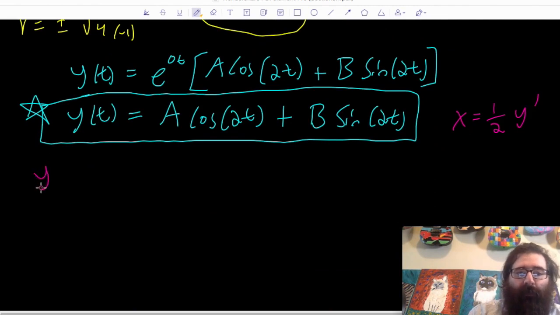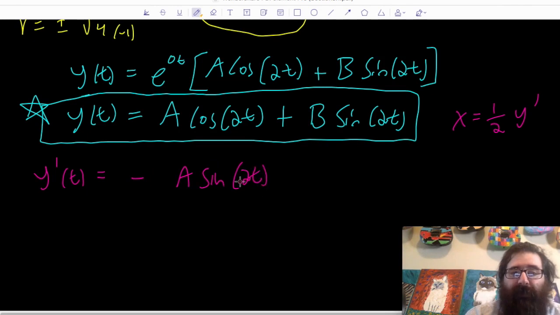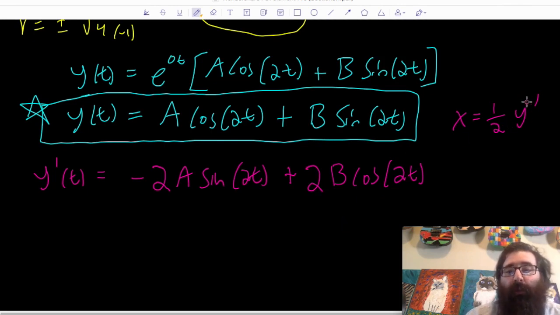So I can start by finding y prime at t. Here I need chain rule, right? So the derivative of cosine is negative sine of 2t. But the inside derivative, the derivative of 2t, gives me a 2, plus, and then here b comes along, derivative of sine of stuff gives me cosine of stuff, but then the derivative of the inside, the derivative of 2t, gives me 2.